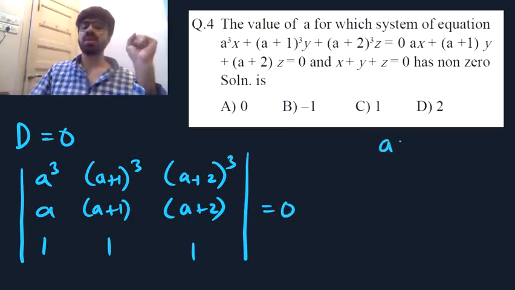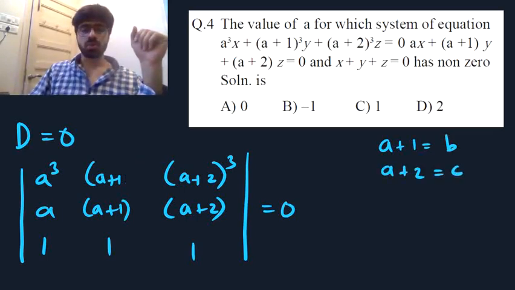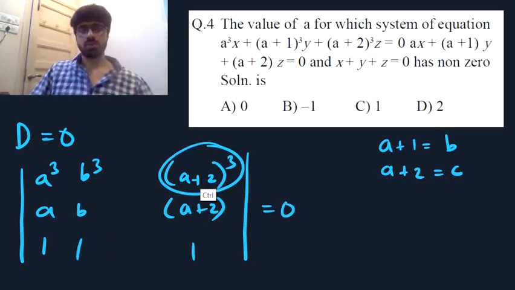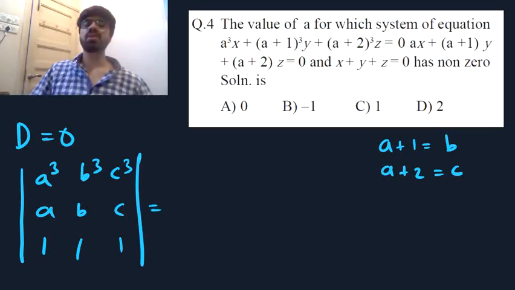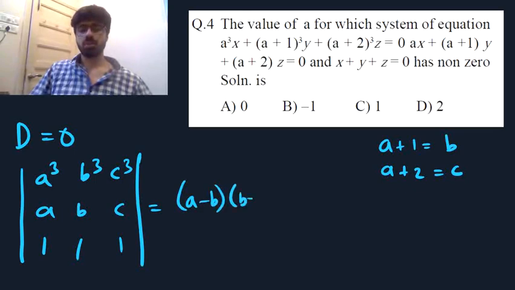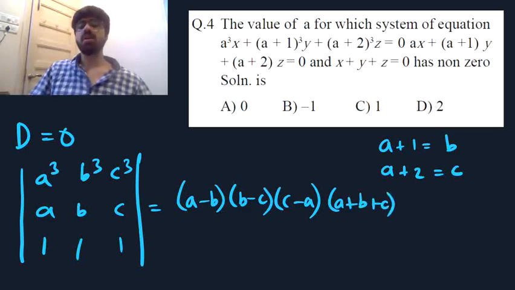Just for the time being, imagine a plus 1 as B and a plus 2 as C. So this is like a cube, B cube, C cube, with a, B, C, and 1, 1, 1. We have discussed that the expansion for this determinant is going to be equal to (A minus B)(B minus C)(C minus A) into (A plus B plus C), and this determinant value was equal to 0 because we had said that D will be 0.